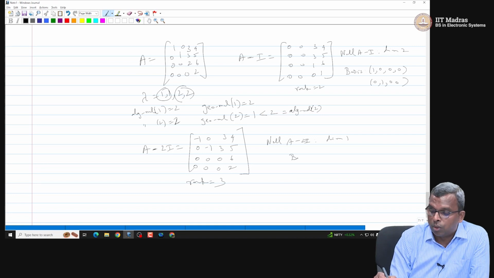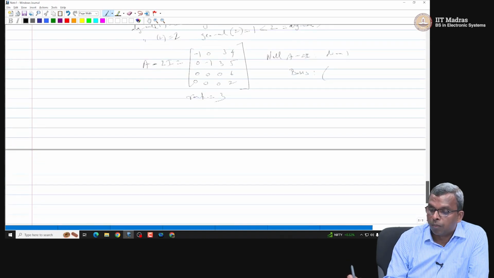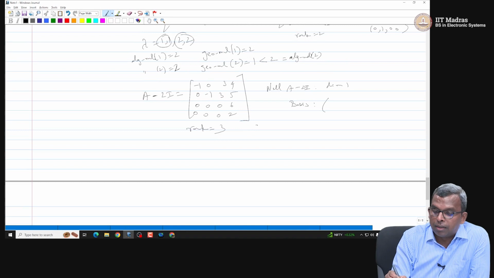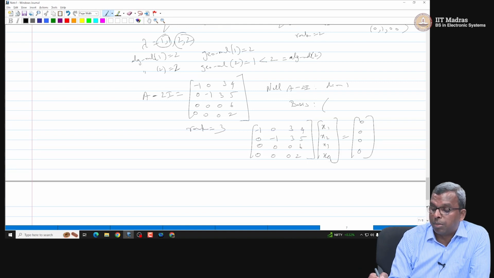So you can find a basis also. This is not too hard. It's a little bit interesting, so maybe I'll just quickly solve it. Okay, so I need to solve this equation, right? So minus 1, 0. So it's only dimension 1. 0, minus 1, 3, 5, 0, 0, 0, 6, 0, 0, 0, 2, and this has to be equal to, I'm sorry, times x1, x2, x3, x4 has to be equal to 0, 0, 0, 0. So this is my equation for null space, right?